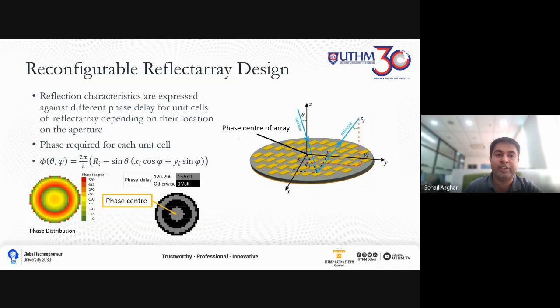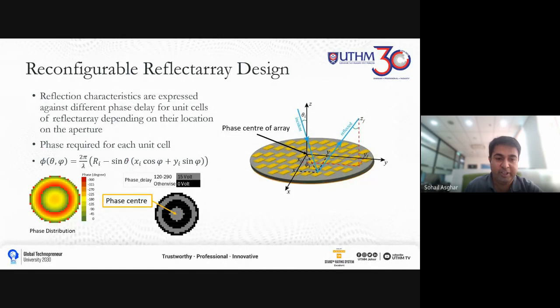So this is the idea of our reconfigurable reflectarray antenna, which is the reflectarray part of the RIS. In this one, reflection characteristics are expressed against different phase delay required for each unit of the reflectarray depending on the location on aperture. For example, we have the horn antenna, feed antenna over here, and based on the distance from the feed antenna, each of the resonant elements on aperture is required to have a specific phase delay. So we calculate using this equation the phase delay required for each of the resonant elements based on the distance from the horn antenna. Here Ri represents the distance of each of the elements from the horn antenna, which is expected to be at the Z location.